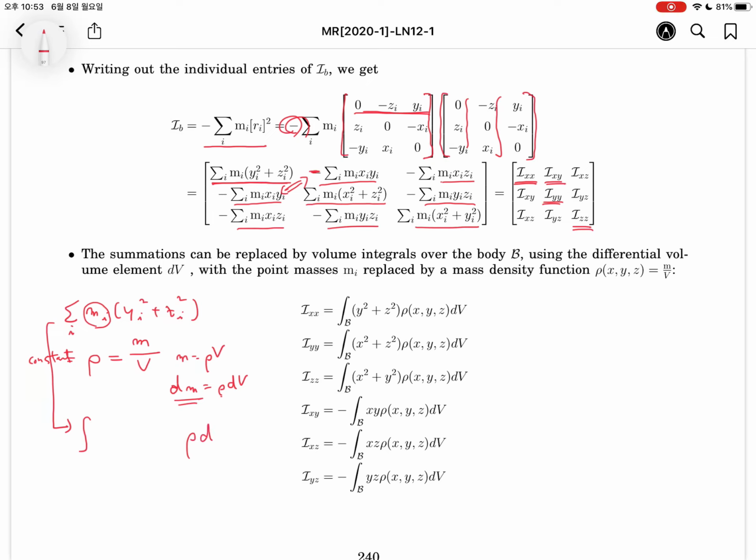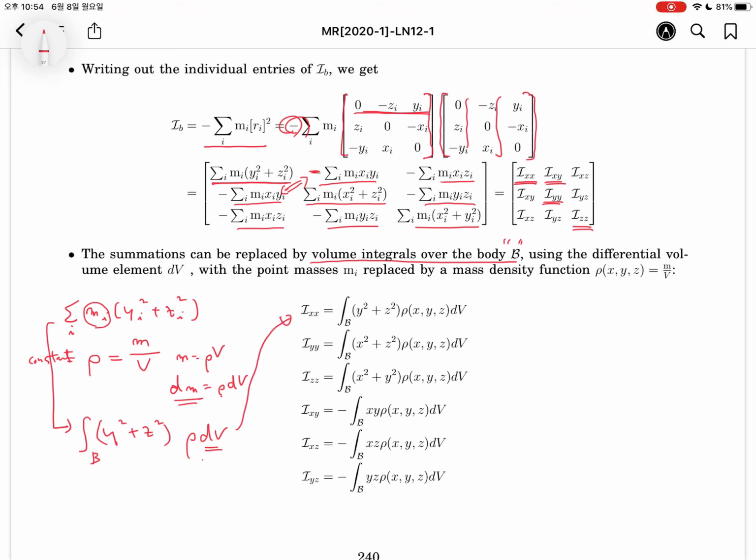So rho dv will appear in the later part, and the integral should be obtained over the volume because you are using the volumic integral here. So the rigid body volume can be denoted by the b here. So b is the volume. And then y square and z square, like this. So the point mass moment of inertia can be exchangeable into the volumic integral, like this. So it is equal to this one.